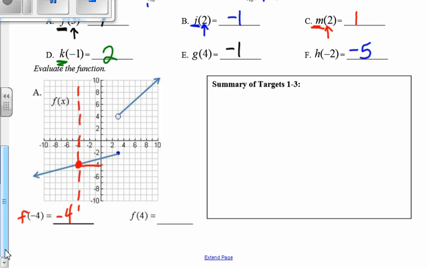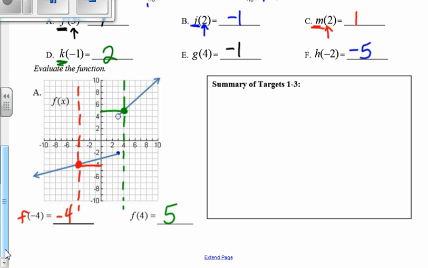Now it asks what's f of 4. So f of 4, here's the x value of 4. It hits the line right there. The y value at that point is 5.